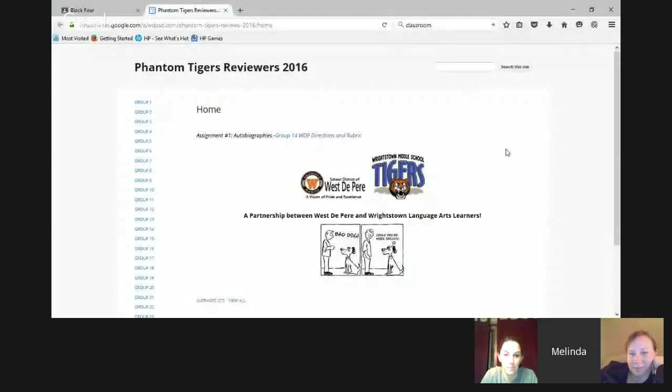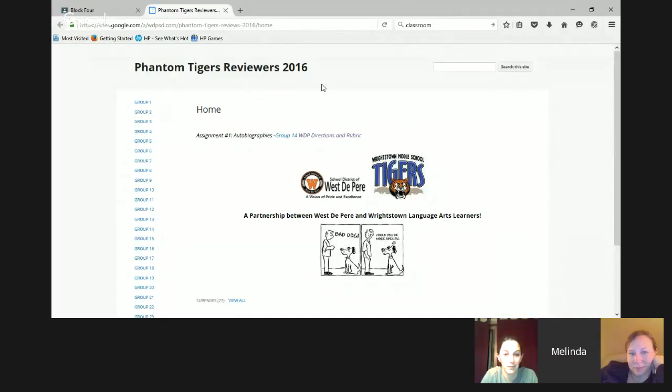Okay, do you see the site? Yeah. Okay. So it really looks pretty plain because we're still getting the whole pattern of how this is going to work down. What we did is it's really just this page and then each of the groups is a page. So we have the assignment posted here. This has the directions and rubric to the assignment.